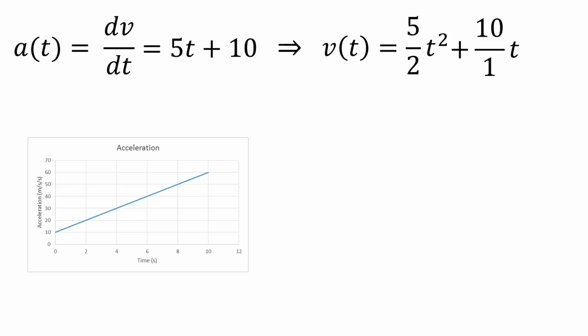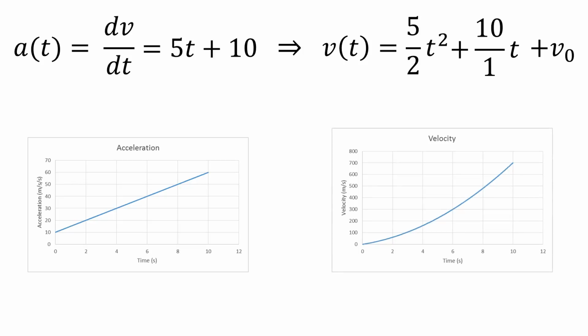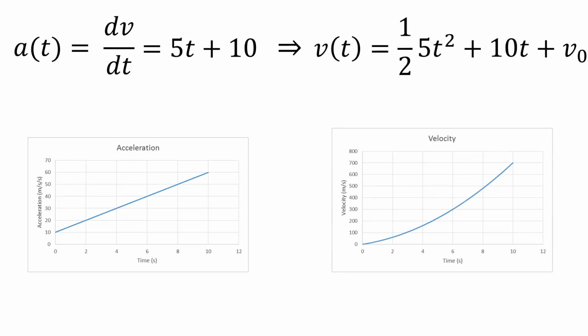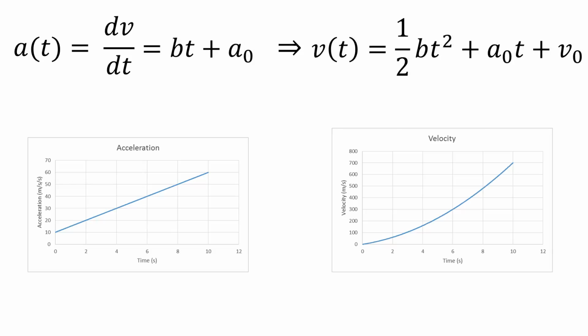Because I could add 0 to the acceleration without changing it, I need to add a constant representing my initial velocity. Once again, we will try to keep our solutions generic. Here again, the 1/2 bt squared term represents the area of a triangle, and the a0 t term represents the area of a rectangle. The sum of these two areas is the area formed between the acceleration line and the x-axis and is equal to the change of velocity as a function of time.